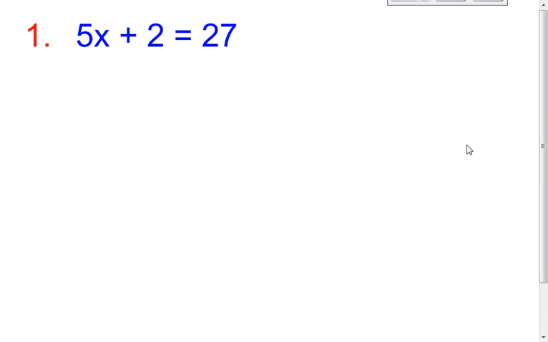In this lesson, we will be learning to solve just some basic algebraic equations, two-step equations, some very basic ones to start and getting harder as we move on. So here's the very first one, 5x plus 2 equals 27.